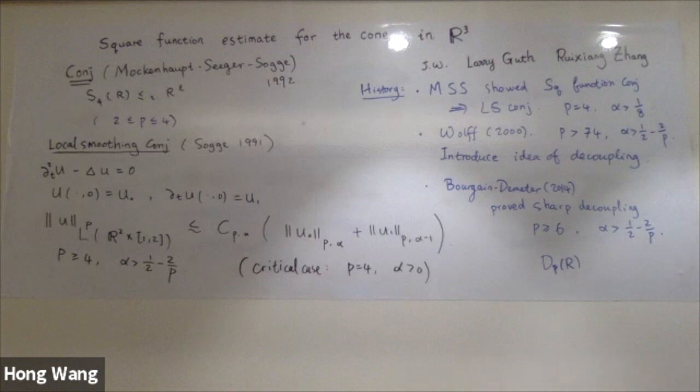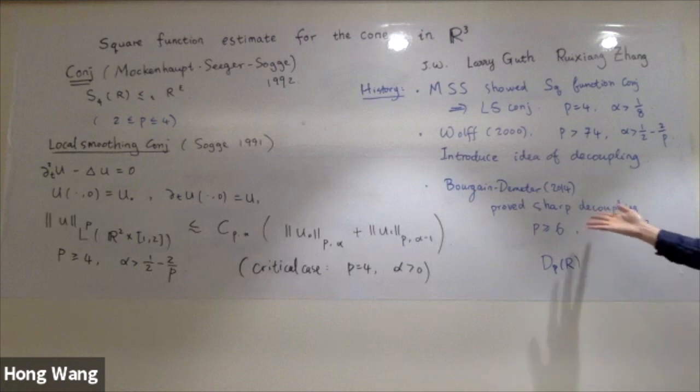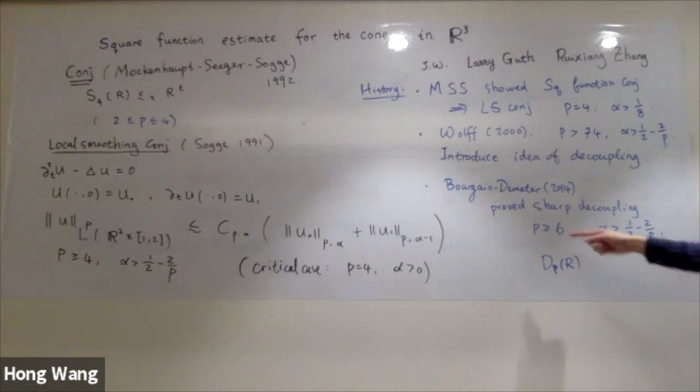Okay. There are also many other works in between, so this list is certainly not complete. We started thinking about this problem by trying to figure out what steps are in the decoupling estimate. So why we only prove it for p greater or equal to 6, and by studying examples, we see that this method cannot prove it for p equals 4.